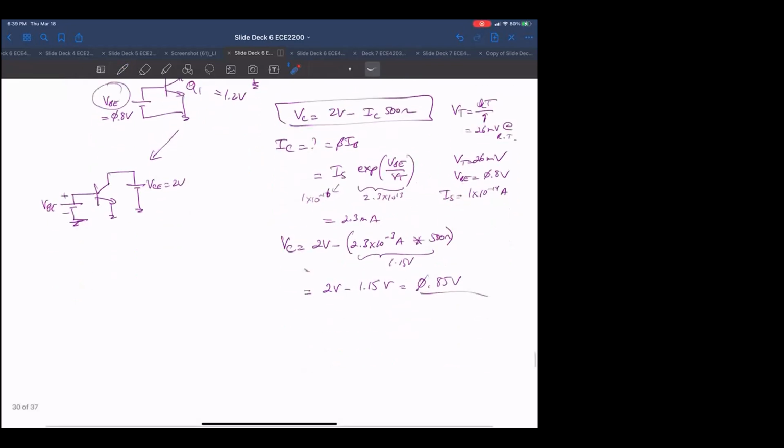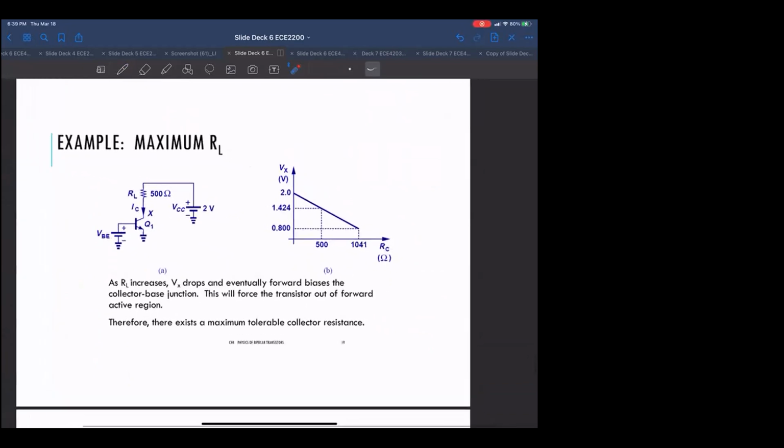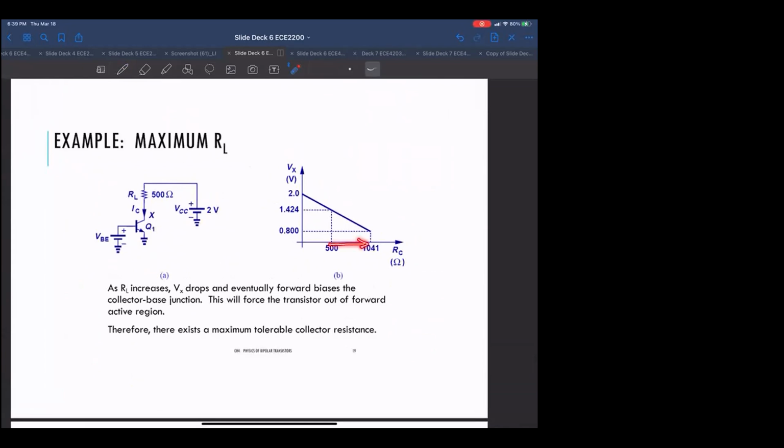So the aim of this exercise, I guess, was to show that as the resistor value of this guy keeps going up, as long as I have the base emitter voltage constant, the current I sub C is going to be constant. That means as I increase this resistance, this node, V sub X, is going to start getting lower and lower, meaning that it'll be harder and harder to keep this guy in forward active.